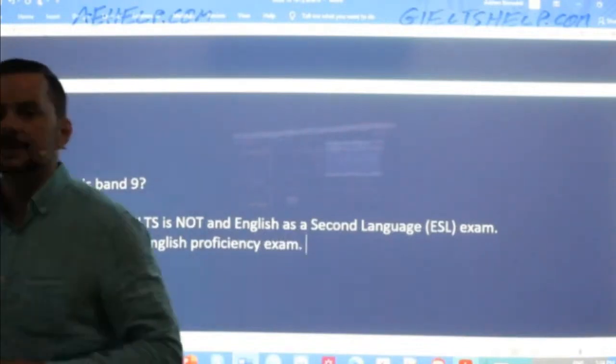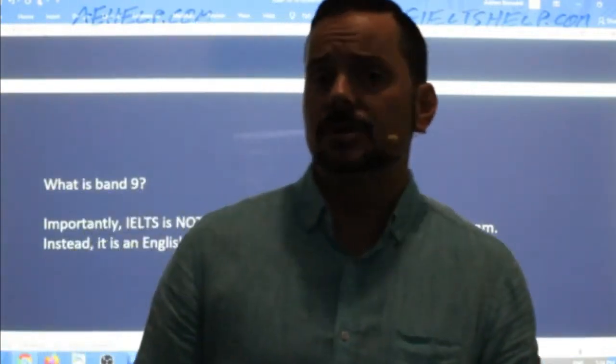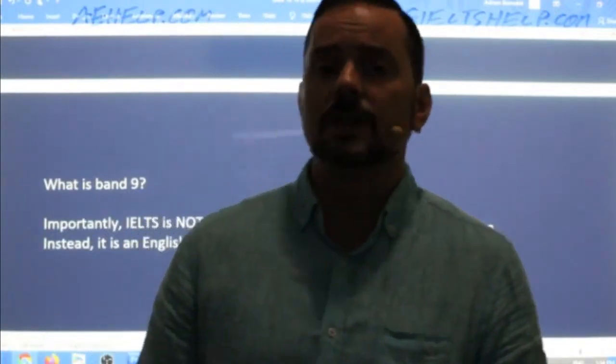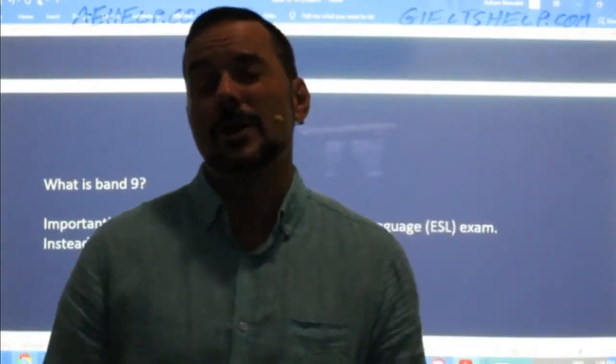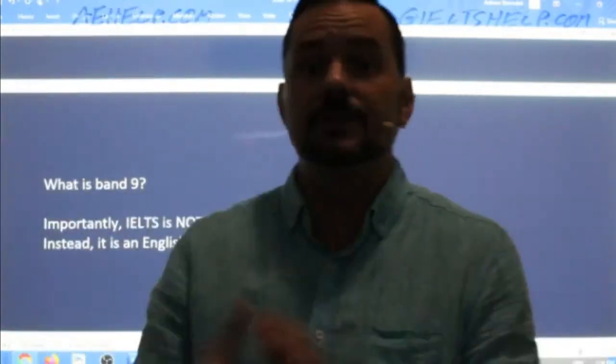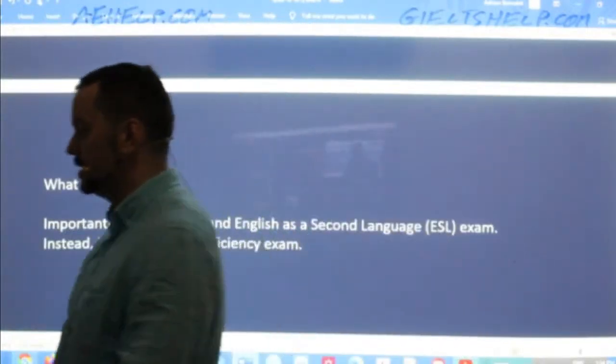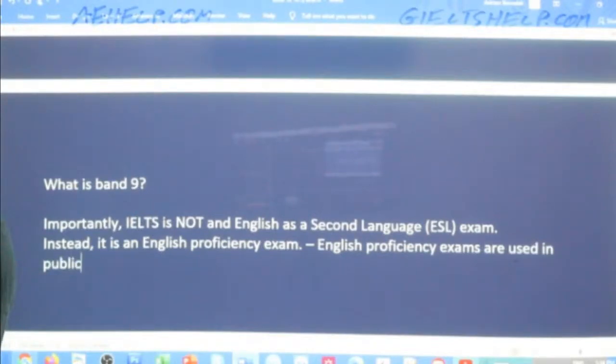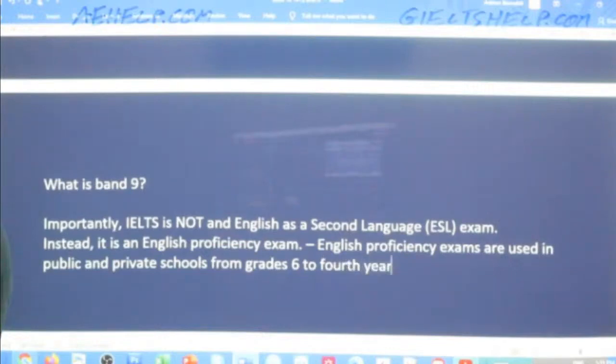Okay, so think about it this way, students. English proficiency exams are administered to English-speaking people in countries like the US, UK, Australia, all the way from, I would say, grade 5 to university if somebody is doing a major, okay? English proficiency exams are used in public and private schools from grades, let's say 6 to 4th year, or even 4th, 5th year university.